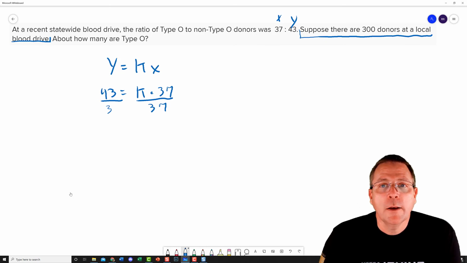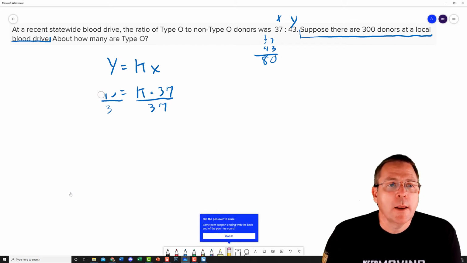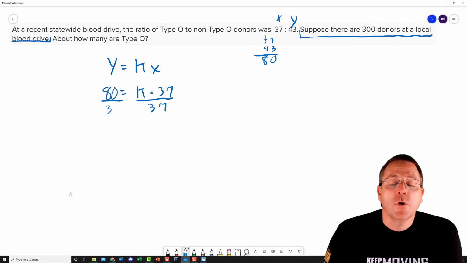So I'm not doing 37 to 43. I'm doing 37 to, what is 37 plus 43 going to equal? Well, that's going to be 80. So I need to get my eraser going here, and we are going to change our y value to 80 because we are comparing this to the total number.